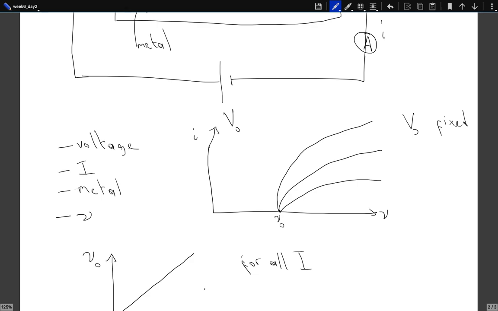So if the intensity is low, you don't have many photons, you have a small number of photons. Even if each of them liberates one electron, you will have a smaller number of electrons liberated. If you increase the intensity, you are sending more photons, and since each photon is liberating one electron, you will have more electrons, increasing the current.